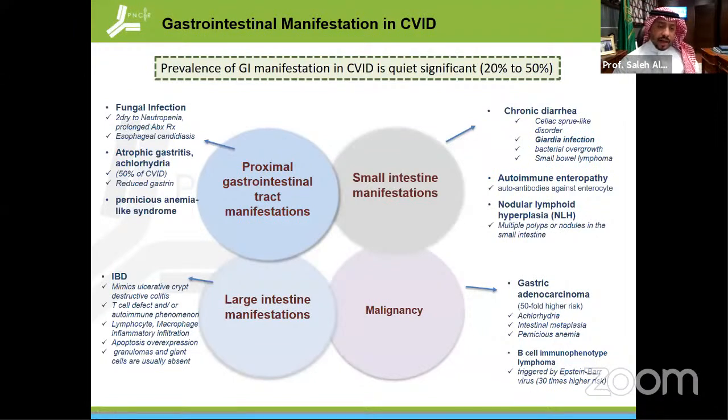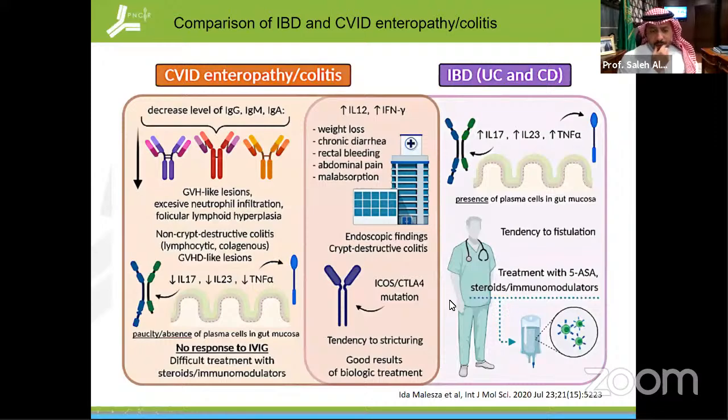So you can see that common variable immune deficiency is a classical example of patients presenting with GI manifestations. There are some similarities and dissimilarities between patients with common variable enteropathy and IBD. For example, IL-17, IL-23, and TNF-alpha are low in patients with common variable immune deficiency, whereas they are overexpressed and increased in patients with IBD. However, there are some similarities among both. For example, IL-12 and interferon gamma are increased, and the manifestations might be common.